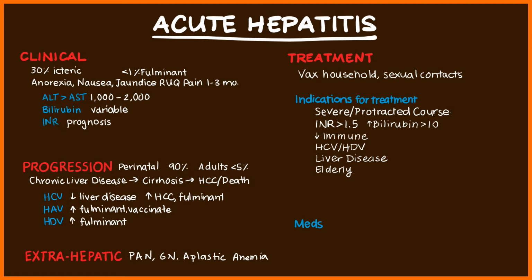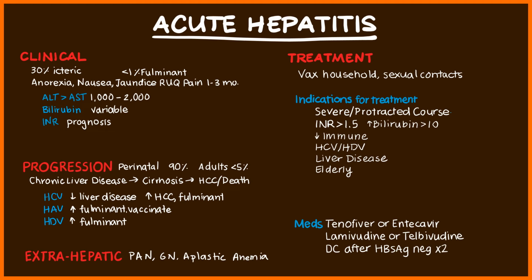So what would you treat with? It's specifically antivirals. Things such as tenofovir or entecavir, you can use those. And you can also use lamivudine or telbivudine, all antivirals that you can choose from. So continue to give them the medications. You'll check the surface antigen, and then you can discontinue after the surface antigen is negative twice, and you typically wait 1 month between those two checks.